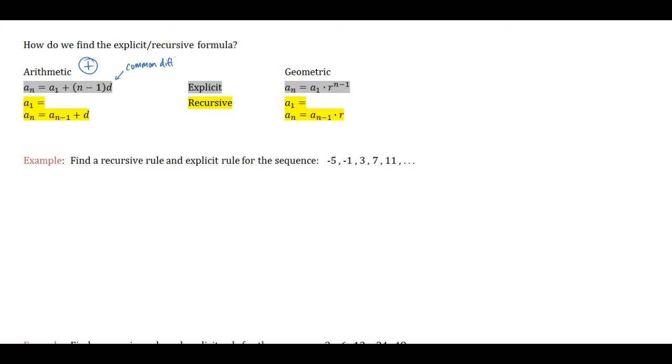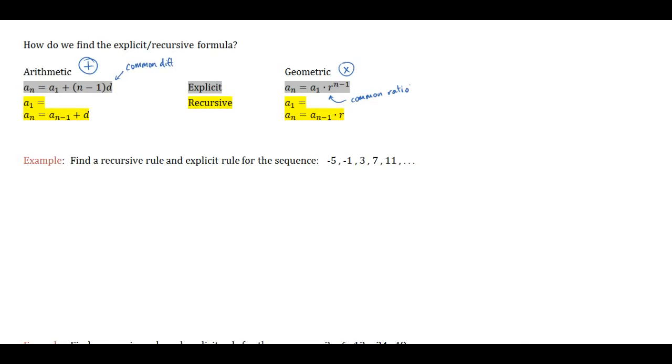And if it's geometric, when they're multiplying the same number every time, or multiplying by a fraction, so it looks like dividing, you have what's called a common ratio. And so that is your common ratio. That's what they're multiplying by. Recursive in the yellow, you'd have to tell me the first term and then just tell me, hey, the next term is the term in front of it plus d or times r, depending on which one they're doing.